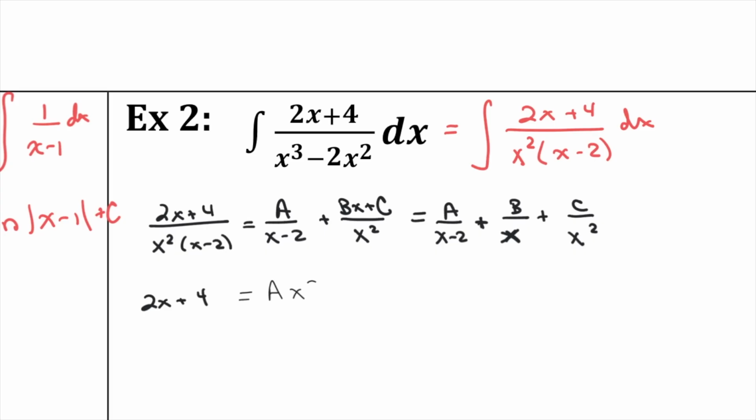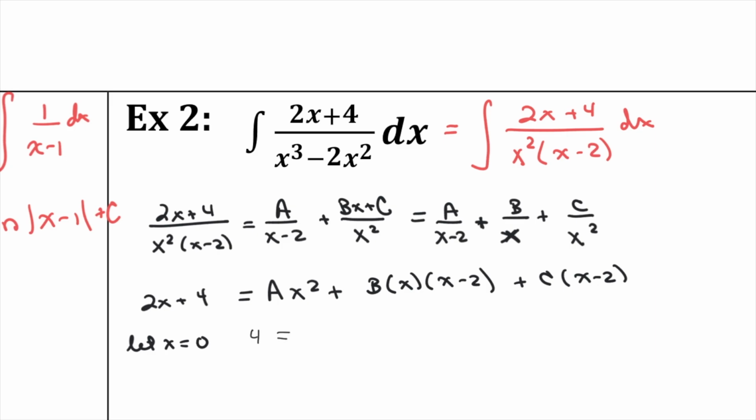We have Ax squared plus, take your B, that's going to be multiplied by x, and it's also multiplied by x minus 2. The C value will be multiplied by x minus 2. All right, let's let x equal 0. When x equals 0, 4 equals negative 2C. So C must be equal to negative 2 in this problem.